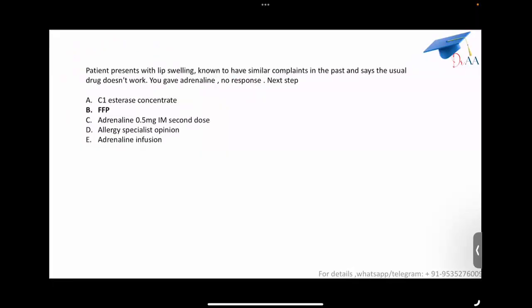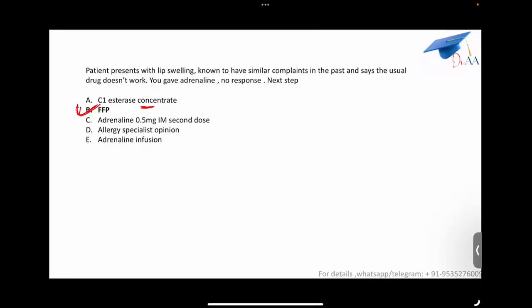Patient presents with lip swelling, known to have similar complaints in the past, says that the usual drug doesn't work. You give adrenaline, no response. Next step? FFP. I have already marked FFP here. Why not give C1 esterase concentrate?